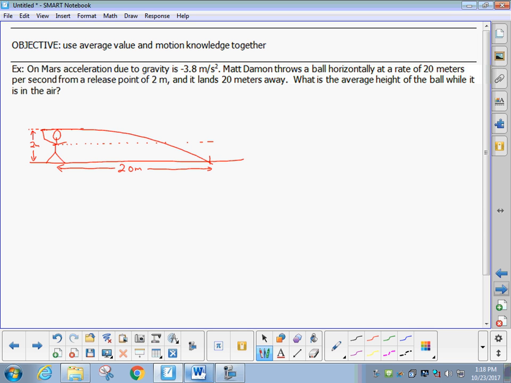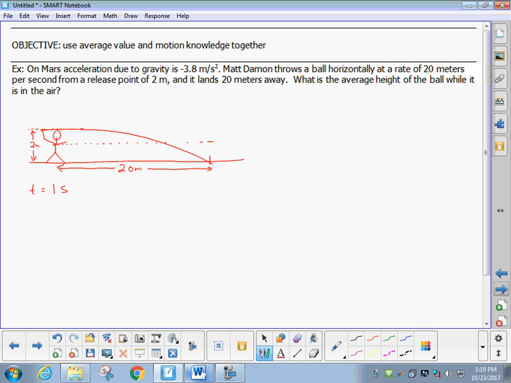Shall we start talking or no? Okay. Something you know: it's in the air for 1 second. That's important. How do you know that? Because it's going horizontally 20 meters per second, and we went 20 meters, so it's only been going for 1 second. That one was easy to overthink. So, time in the air is 1 second.